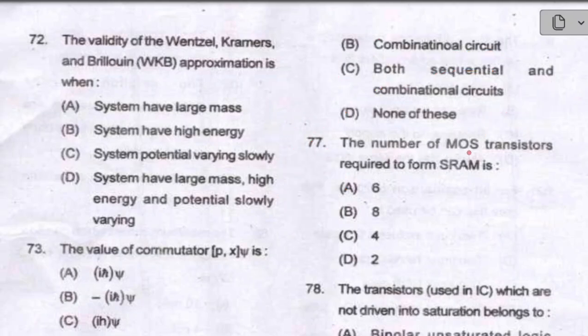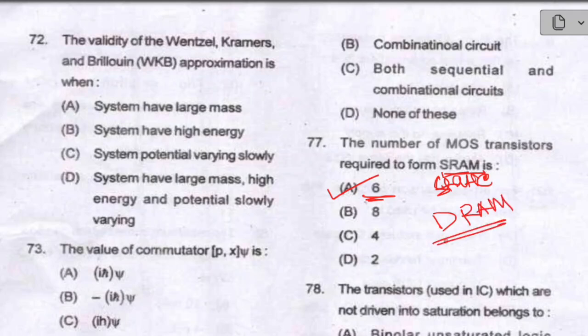77. The number of MOS transistors required to form SRAM is 6. Remember, SRAM is static random access memory, so we require 6 MOS transistors. There is also another type, DRAM, that is dynamic RAM, and for DRAM we need only one transistor. If they ask about speed, SRAM is faster than DRAM. So remember, SRAM is faster in terms of speed of operation.